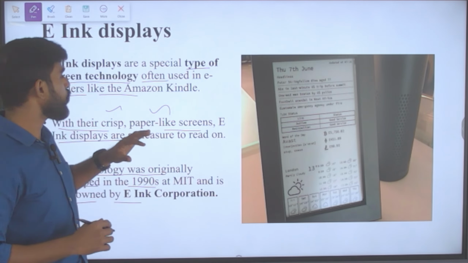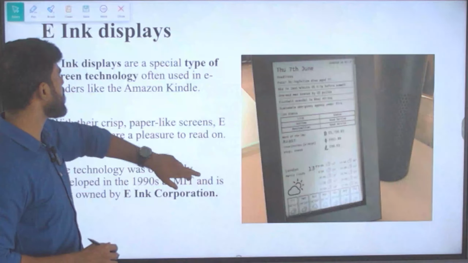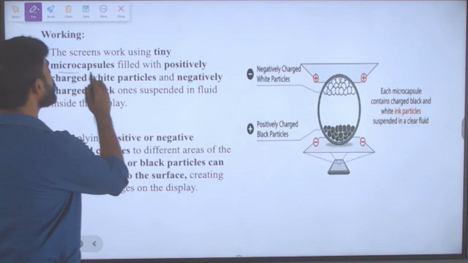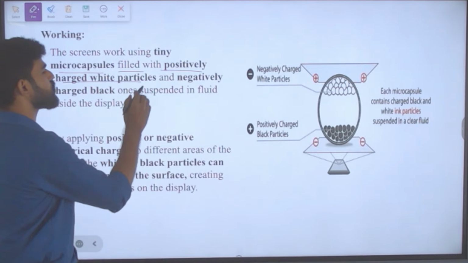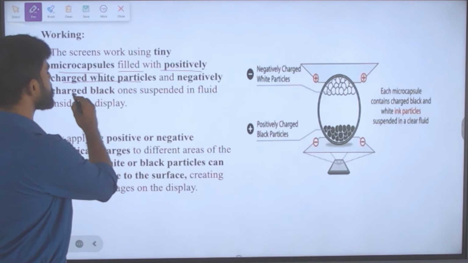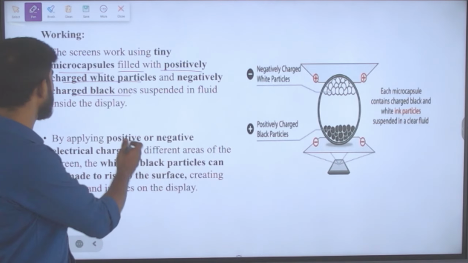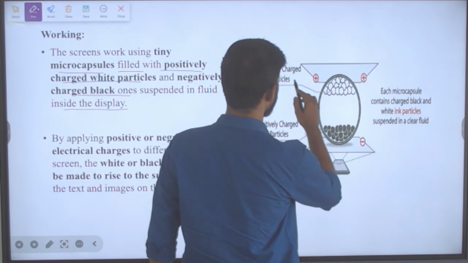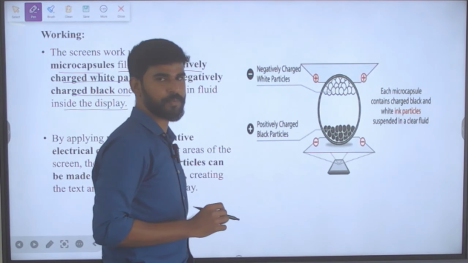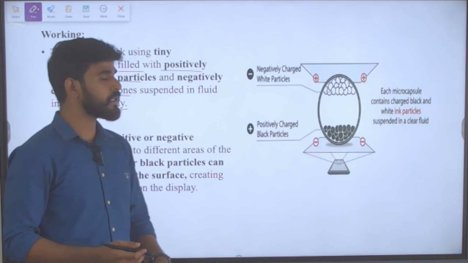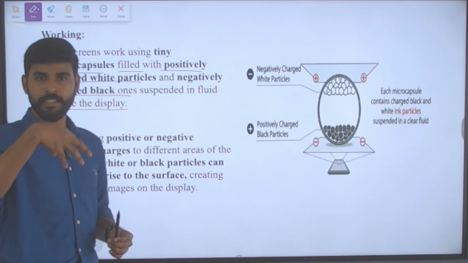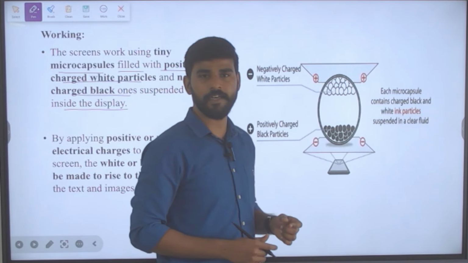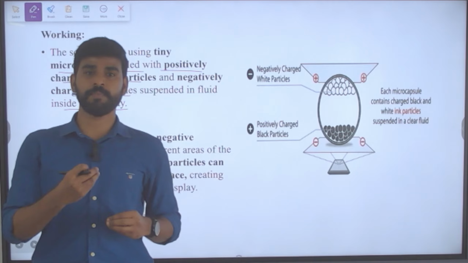Corporation. So what is the working of these e-ink displays? Here the screen works using tiny microcapsules filled with positively charged white particles and negatively charged black particles, which are suspended in the fluid inside the display. Positively charged white particles and negatively charged black particles are suspended in the fluid inside each microcapsule. So this is one microcapsule in which positively and negatively charged particles are there.